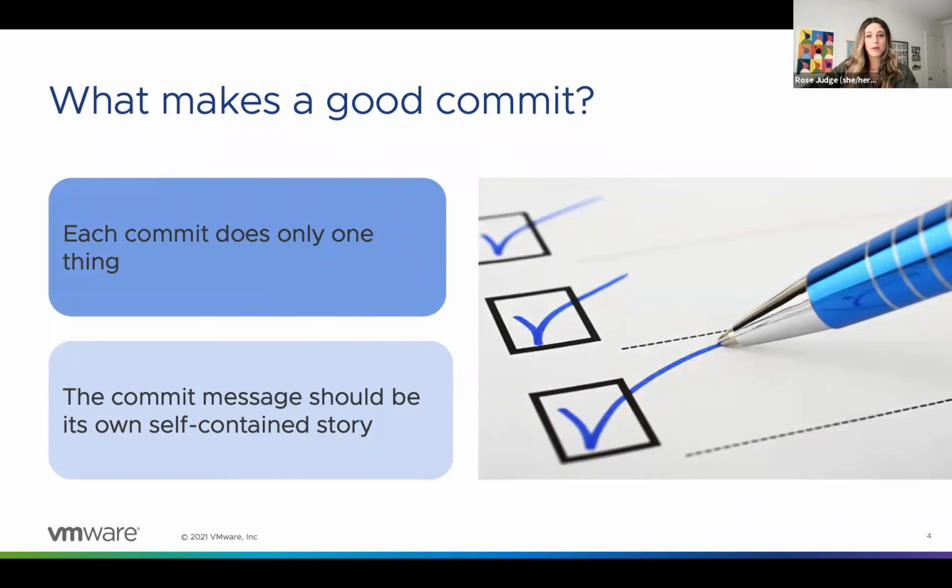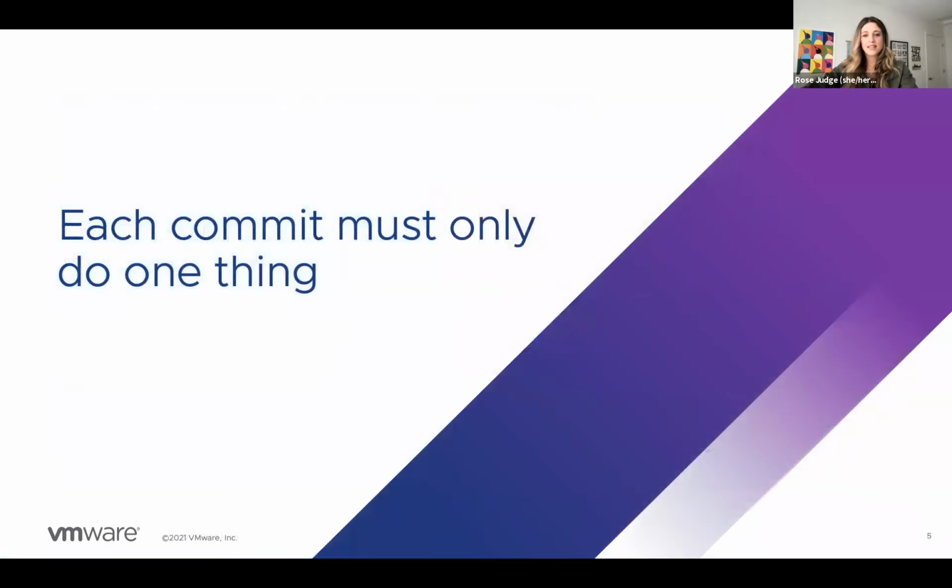So when you're reviewing a pull request, what do you look for in a commit? What makes it good enough to merge? I would like to offer 2 simple criteria here that you can keep in your back pocket to make sure that the commits for your project are excellent. The first is that each commit only does one thing, and the second is that each commit message should be its own self-contained story.